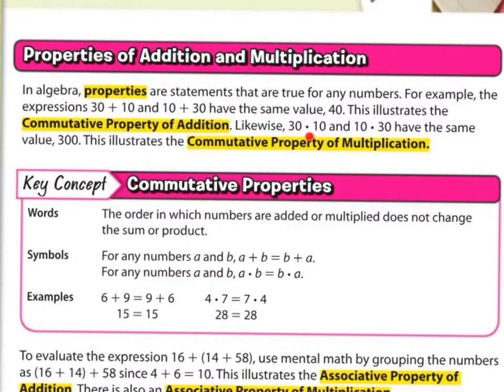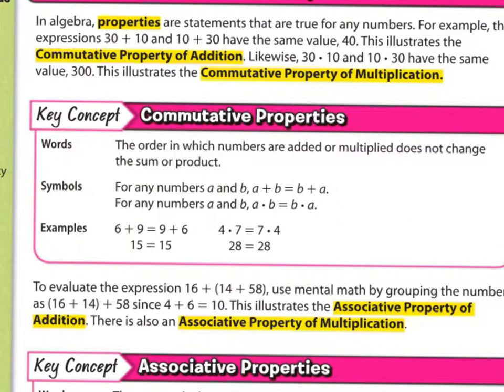Likewise, 30 times 10 and 10 times 30 have the same value, the same product of 300. This illustrates the commutative property of multiplication. So in multiplication and in addition, you can move the numbers around, the order of the numbers, and you're still going to get the same sum or the same product. Note that you cannot do that with division or subtraction. It only works with addition and multiplication.